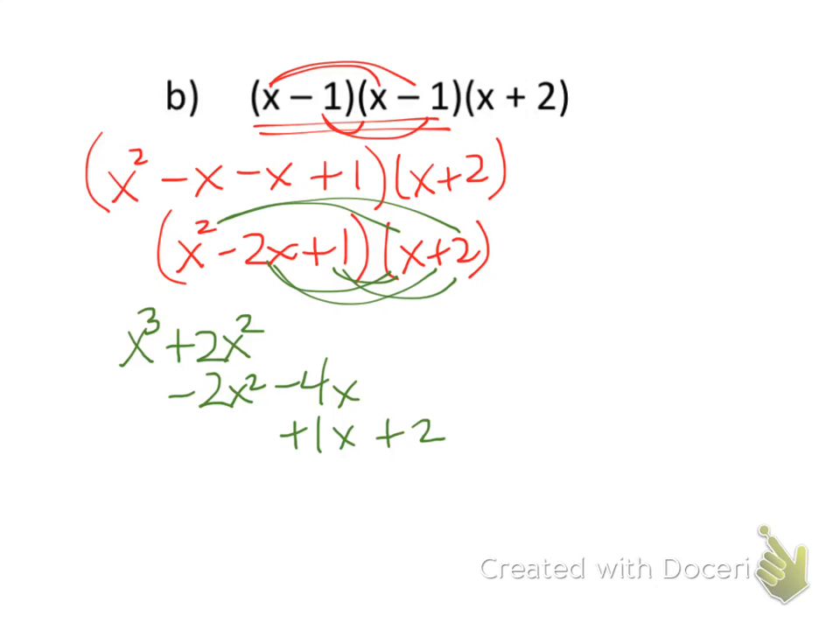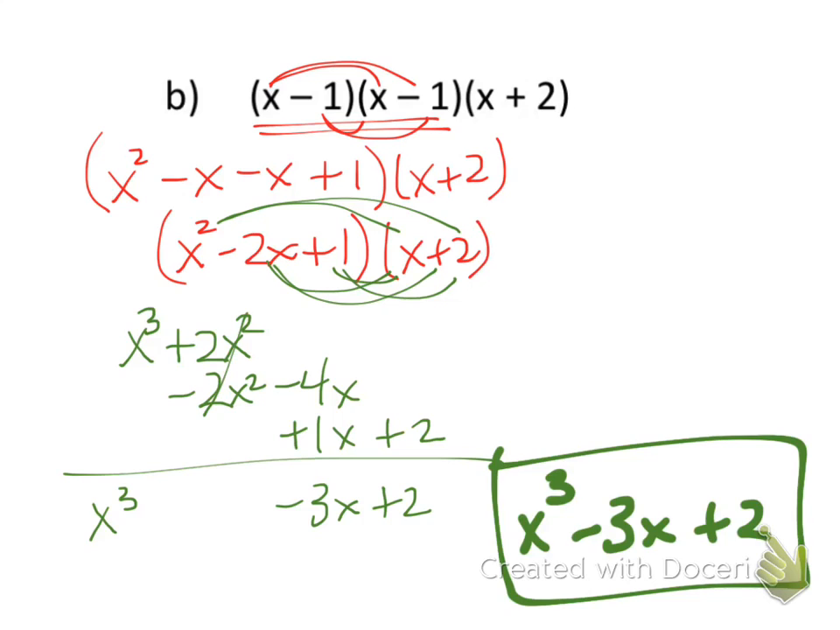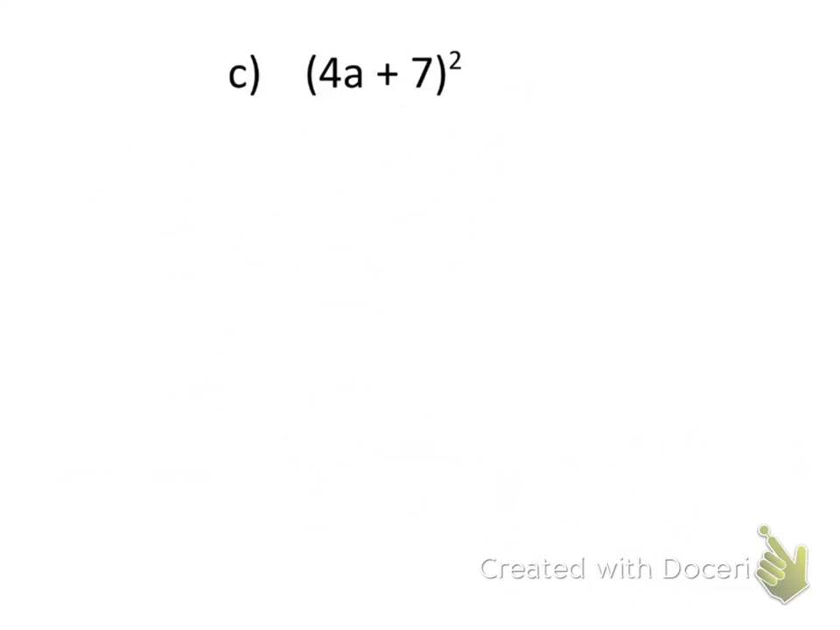Again, I did it in the column fashion. Combining all my like terms, I get x cubed. My x squareds cancel out, a positive 2x squared and a negative 2x squared. My x's and my 2's. So I get x cubed minus 3x plus 2.